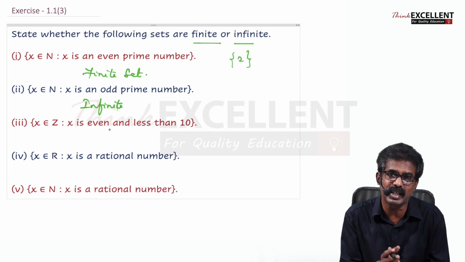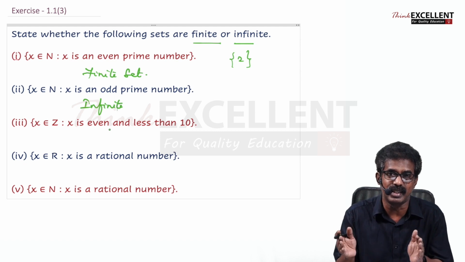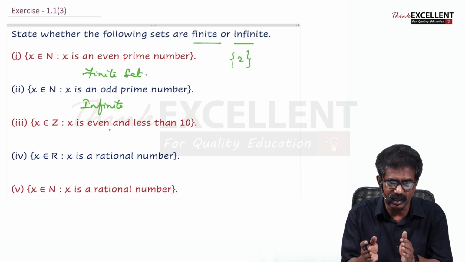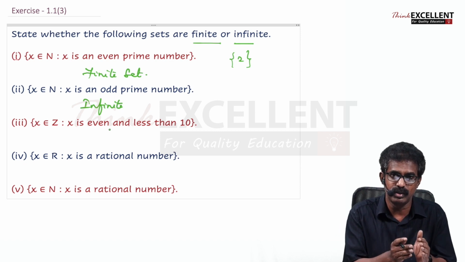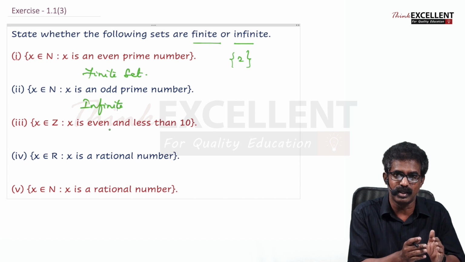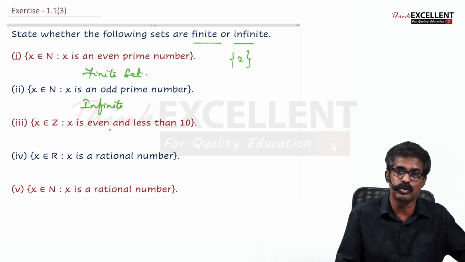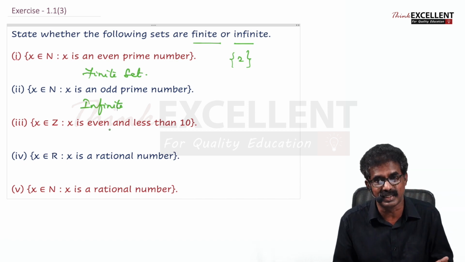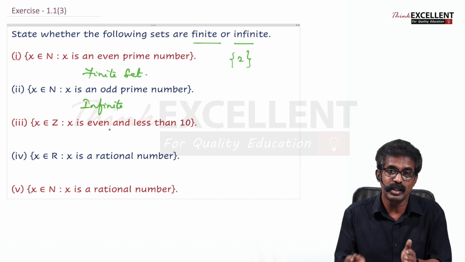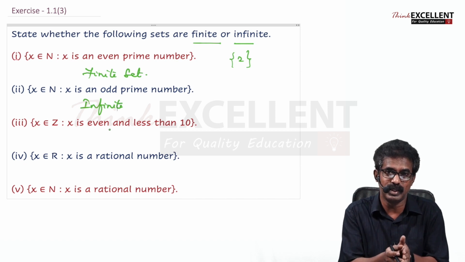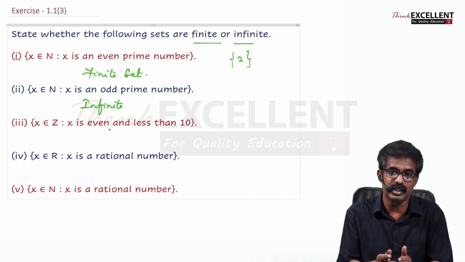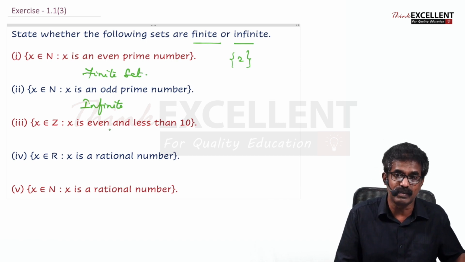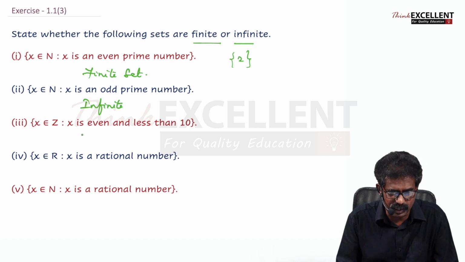Less than 10 means it is finite or infinite? Less than or equal to 10? No, only less than 10. So 8, 6, 4, 2, that's all. Even negatives it goes, right? Minus 2, minus 4. Because if they say natural number, it stops with 2, then it is finite, only 2, 4, 6, 8. But here it is the set of integers, so negative even numbers are also there, right? So this is also infinite.